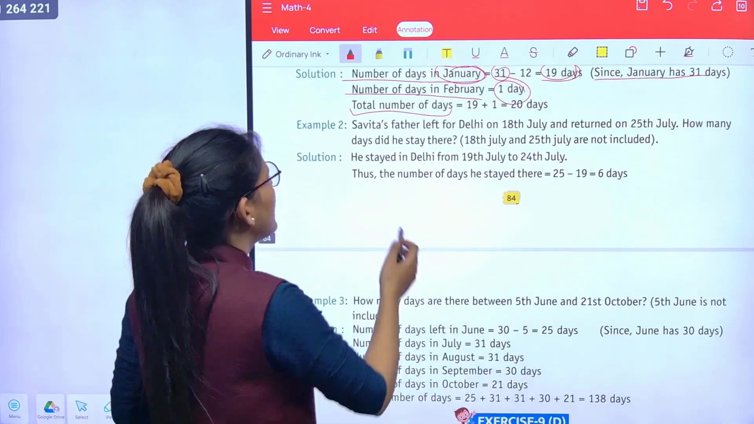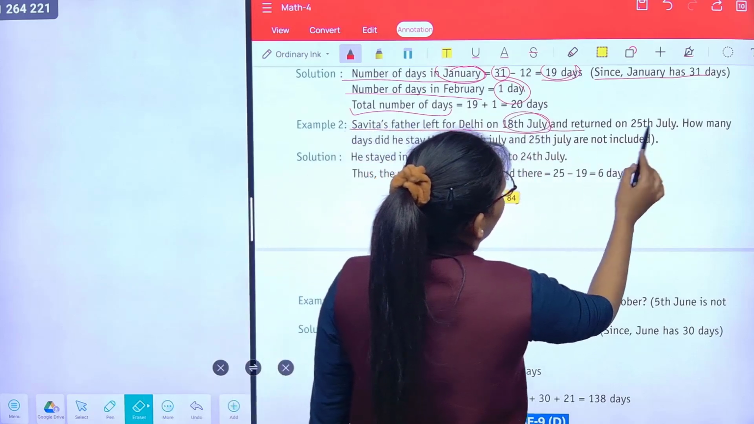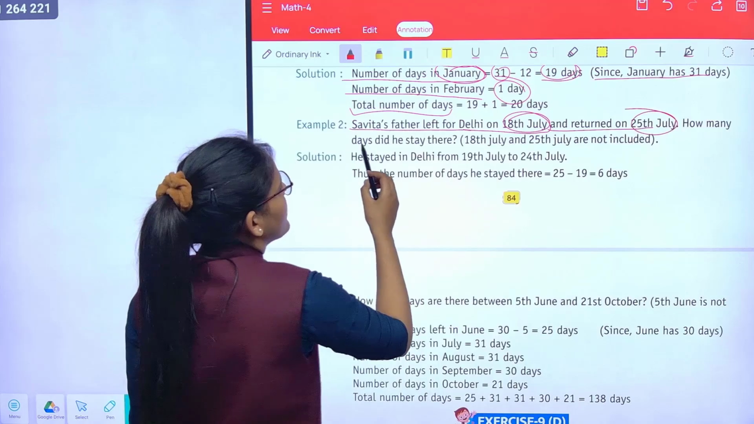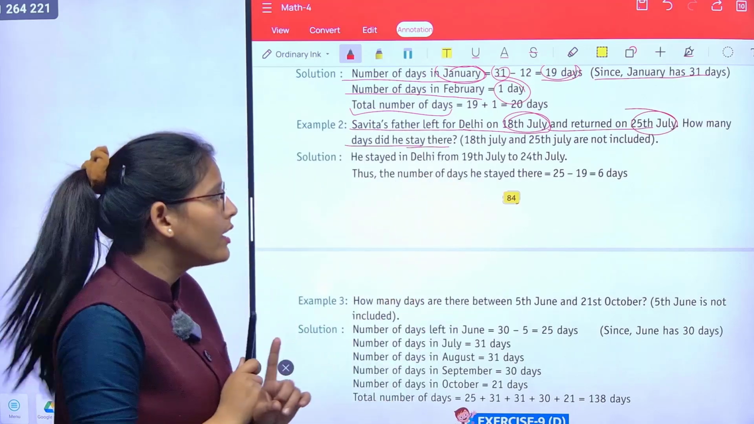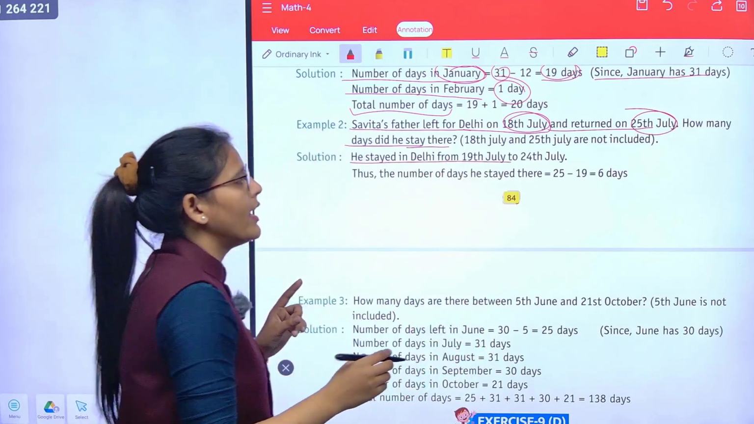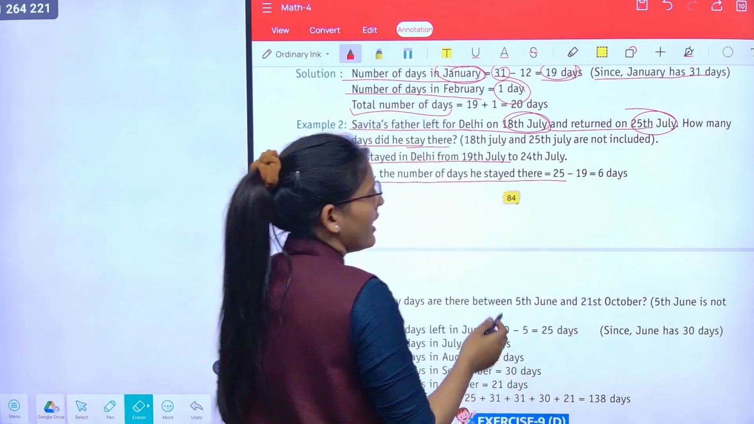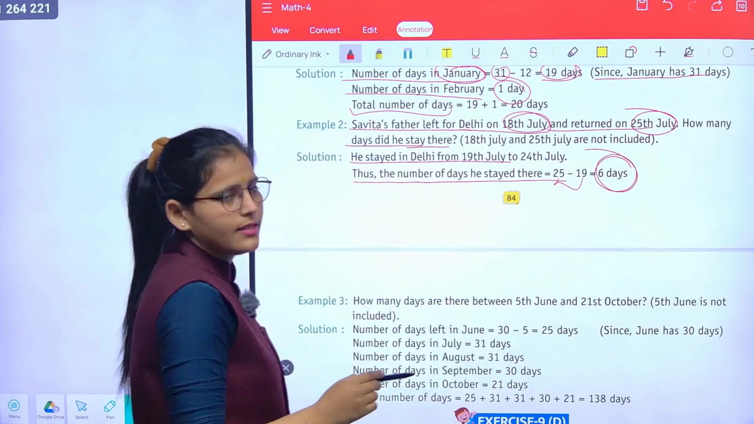Now class, Savita's father left for Delhi on 18th July and returned on 25th July. How many days did he stay there? 18th July and 25th July are not included. He stayed in Delhi from 19th July to 24th July. So that's the number of days he stayed there. 25 minus 19, 6. Understand class?